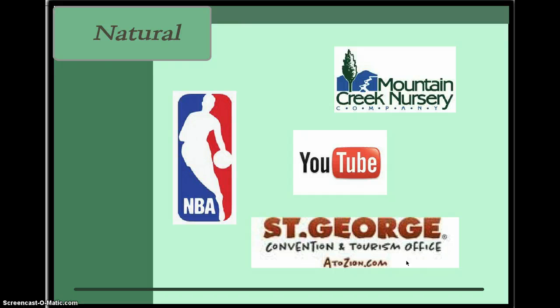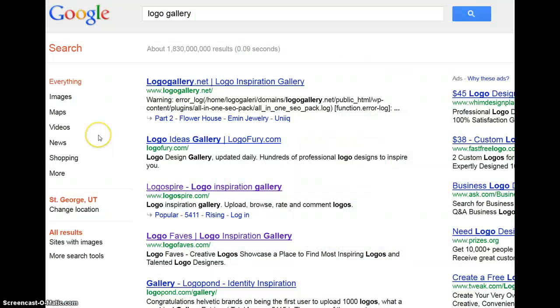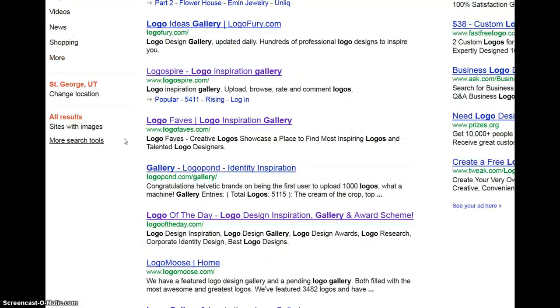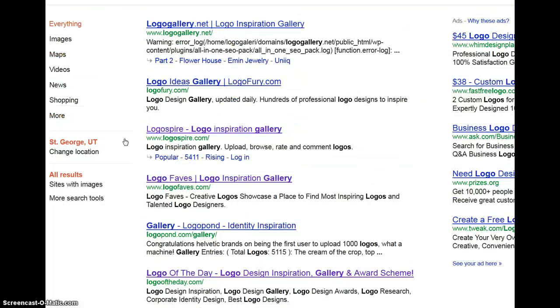So now let's do a Google search and see what we come up with. By typing in logo gallery into the Google search field, we get a list of various websites that contain logos, and many of them feature ratings that people have given to the different logos on how they perceive them working for the companies that they represent. Some of them that I selected today are from Logospire, Logo Faves, and Logo of the Day.